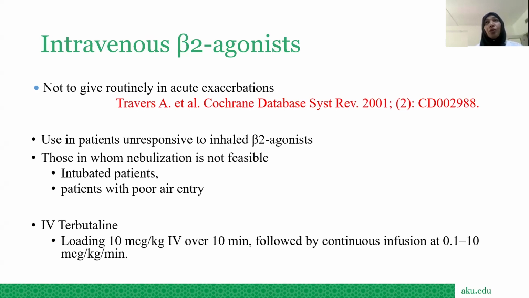Then if there is no response to the inhaled steroids, we can use the IV beta agonist in this patient. IV beta agonist should not be given routinely in the acute exacerbation. This is used only in patients who are unresponsive to inhaled beta agonist and in patients in whom nebulization is not feasible. Which patients are these? These are intubated patients and patients with poor air entry. The preferred agent is IV terbutaline, and we give a loading dose of 10 microgram per kg over 10 minutes, followed by continuous infusion at 0.1 to 10 microgram per kg per minute.